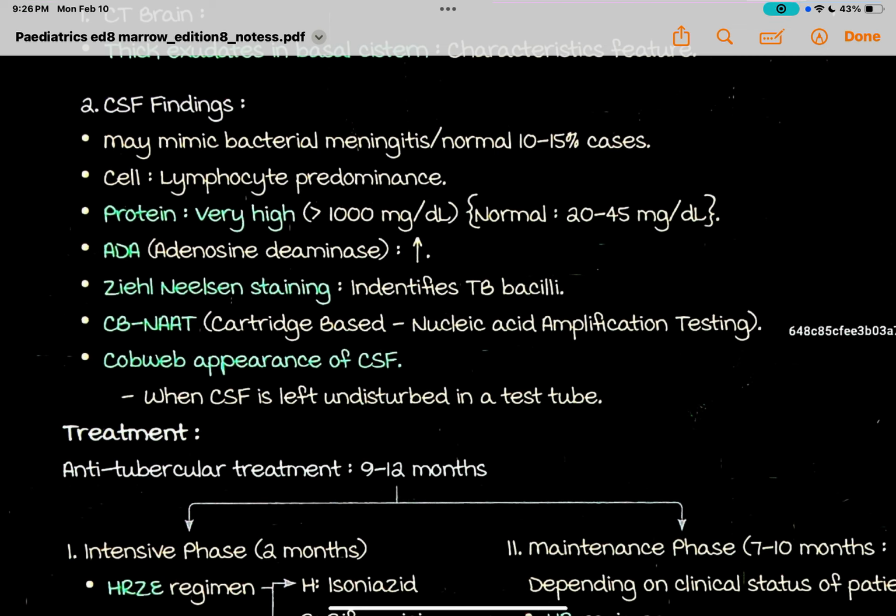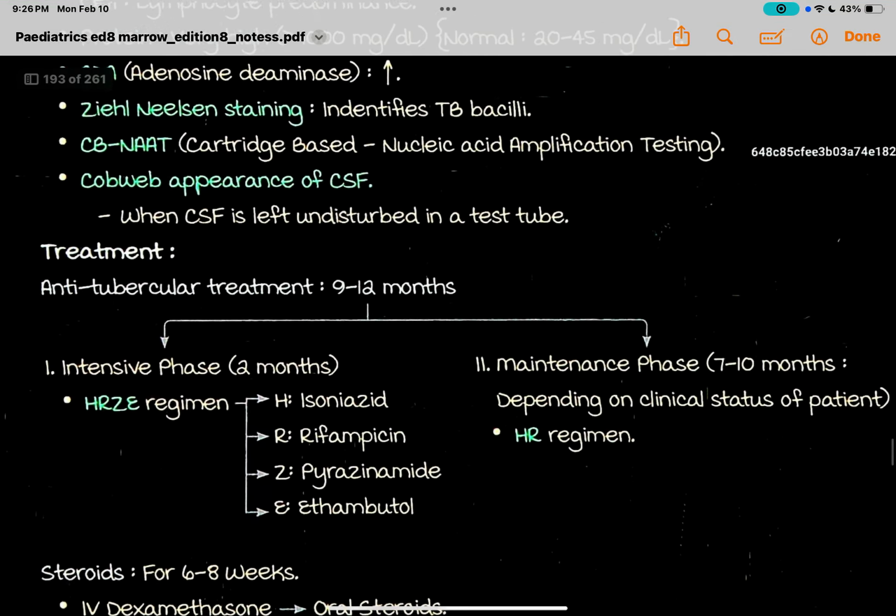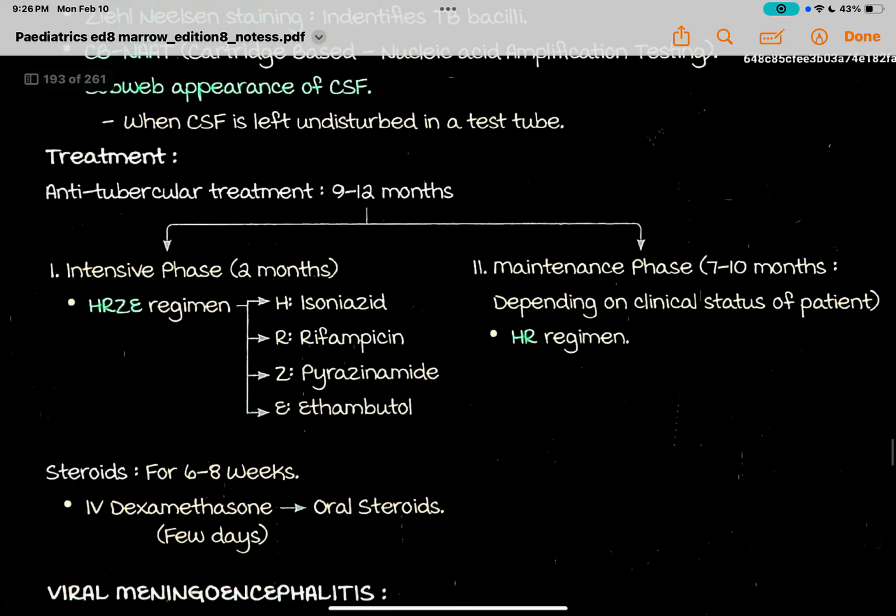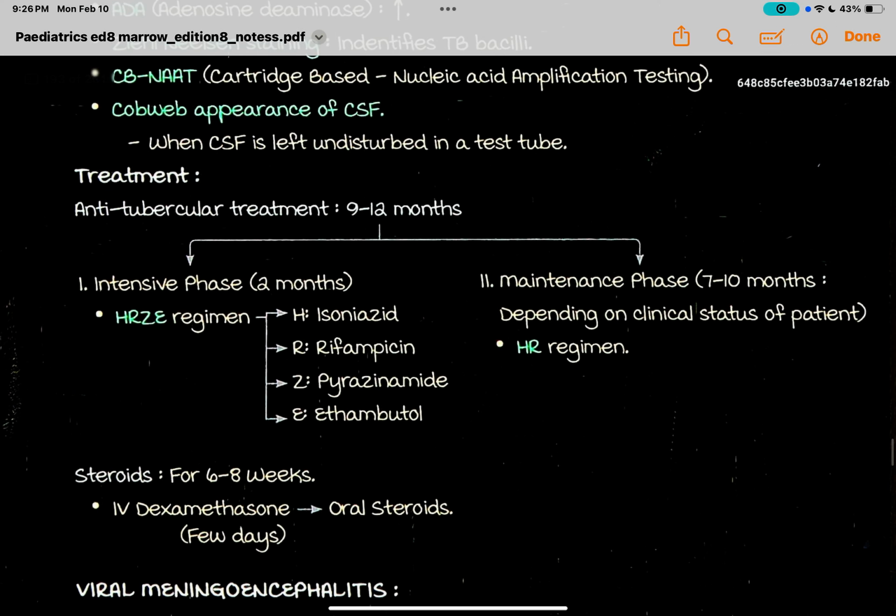TB bacilli can be identified by Ziehl-Neelsen staining. Cartridge-based nucleic acid amplification testing, CBNAAT, can be done. Cobweb appearance of CSF: when CSF is left undisturbed in a test tube, it forms a cobweb.